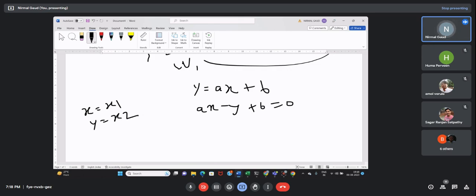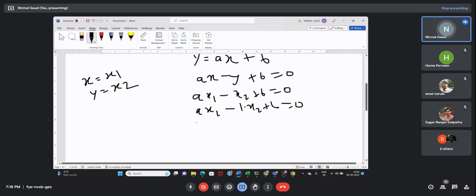These are two points. Let us consider x1 and x2. These are 2 points, represented by x and y. So put it here. Then it becomes a x1 minus x2 plus b equal to 0, and then you modified it like this: (a, minus 1) dot (x1, x2) plus b equal to 0. That's what you have done. And then we have already discussed that this is a dot product. Between whom? It is a dot product between (x1, x2) and (a, minus 1).